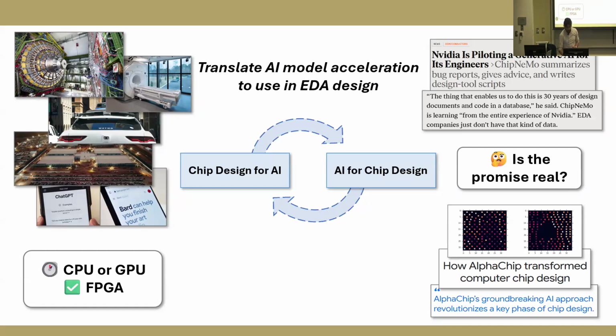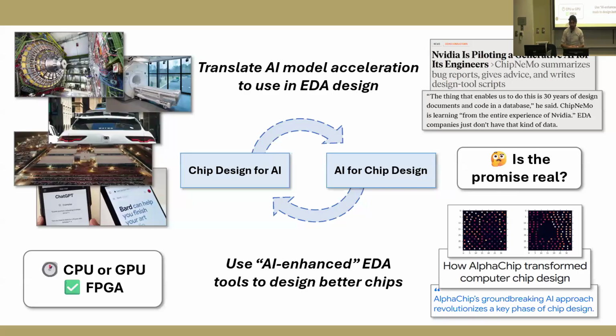And so the idea is that at some point we can translate this AI model acceleration, the hardware acceleration for the AI, to actually use for EDA design. And on the other end, you can have AI enhanced chip design tools, right? So this is very straightforward. This is the really big picture of what these companies are aiming for, and what some parts of the academic fields that I'm in are focused on. I just wanted to give you that overview.